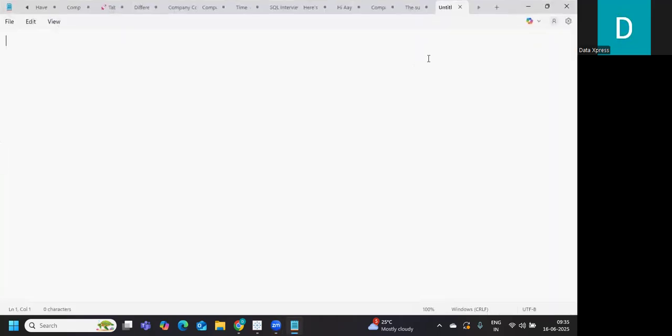So the first thing is having clarity on what we are working with, or the domain that we are working in. First, you need to know what domain you are working in. For example, is it a healthcare domain, or is it retail, or sales, or finance? So first, pick a domain.